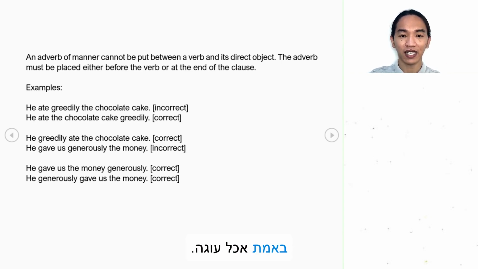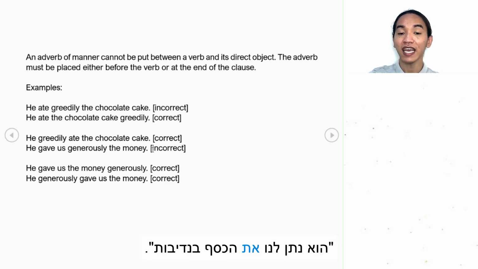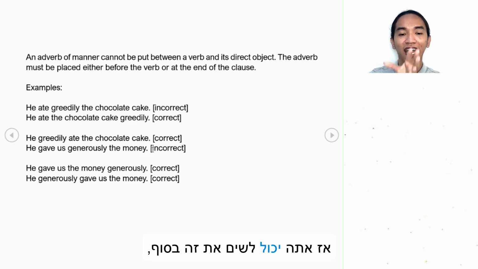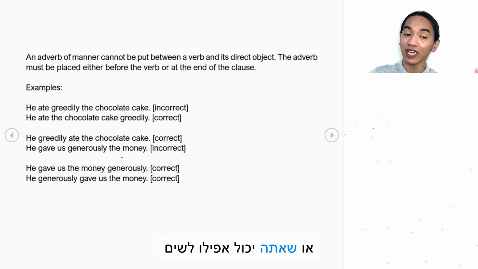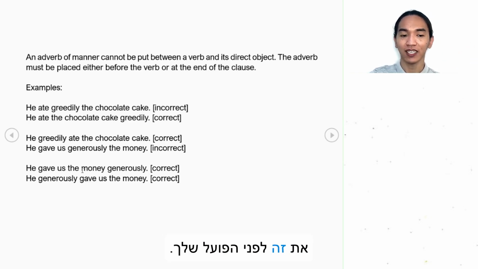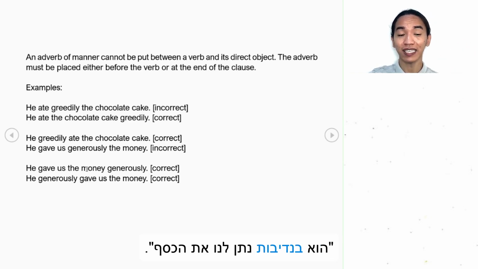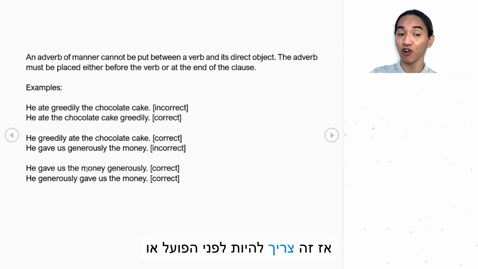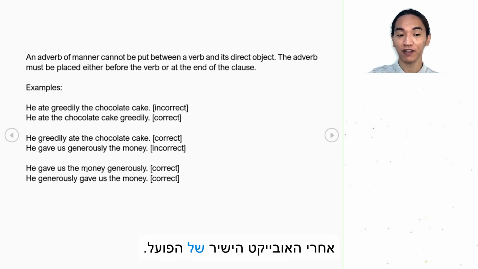He greedily ate the chocolate cake. He gave us generously the money. So this is incorrect. So how do we correct it? He gave us the money generously. So you can put it at the end, or you can even put it before your verb. He generously gave us the money. All right. So it should be before the verb or after the direct object of the verb.